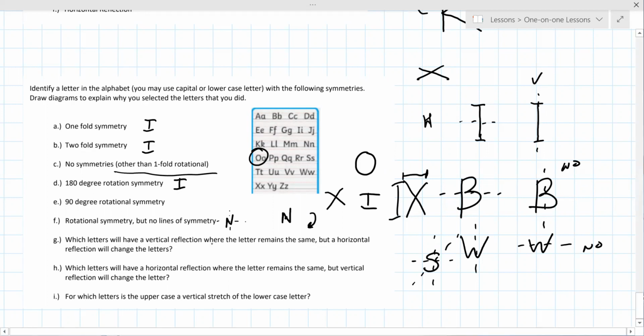Which letters will have vertical reflection where the letter remains the same, but horizontal reflection will change the letters? Since it's asking for letters, you have to go through them all now. So like B is a good one. Yeah. B works. C works. D works. E works. And then I guess K works.